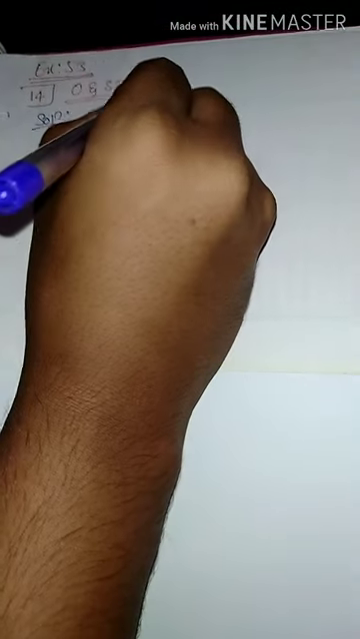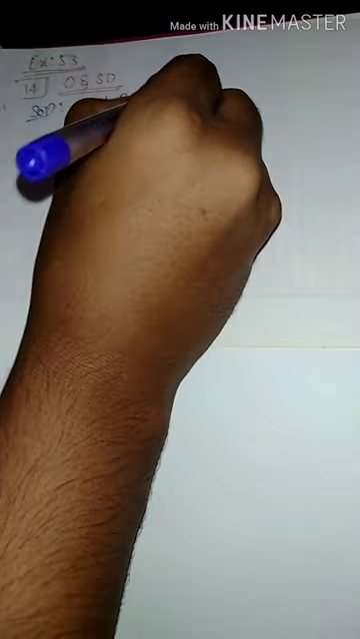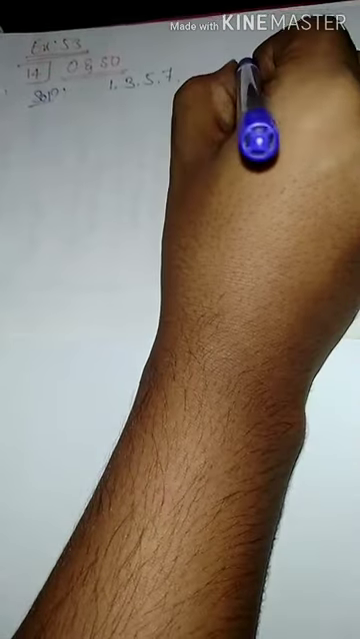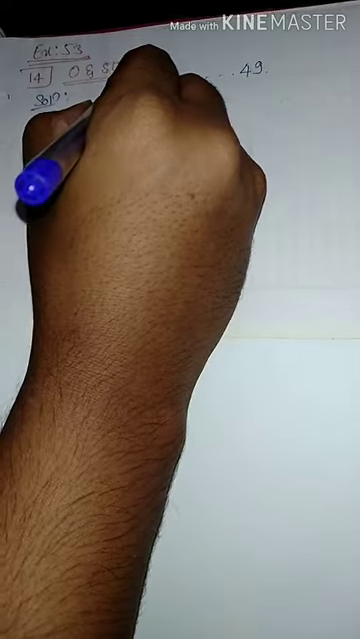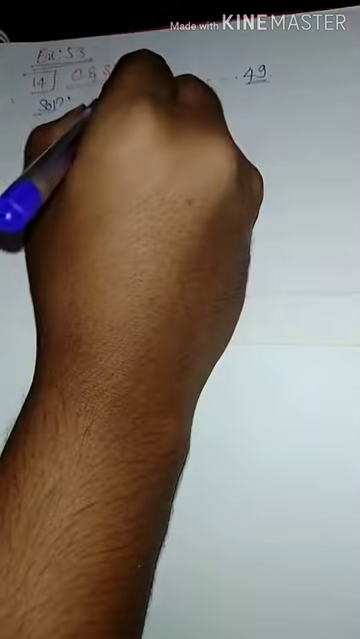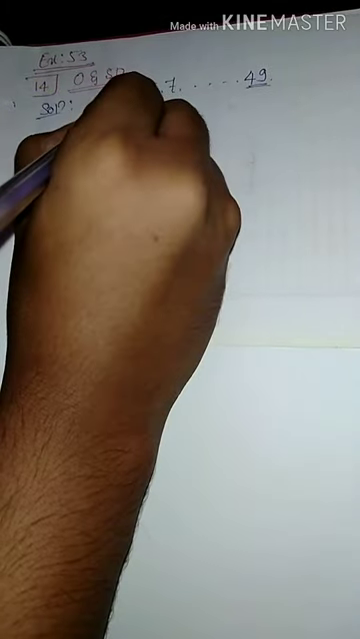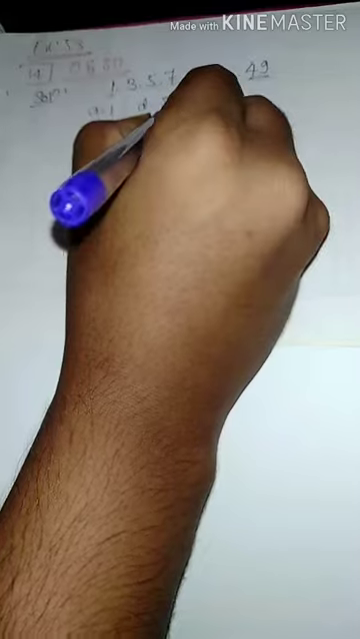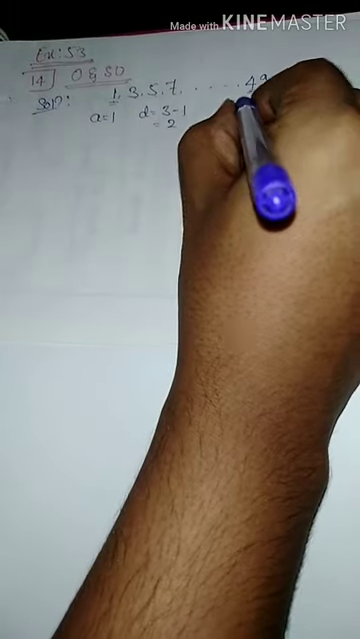Odd numbers between 0 and 50 are 1, 3, 5, 7, and so on up to 49. So here the first term is 1 and the common difference d is equal to t2 minus t1, that is 2, and the last term is given, tn is equal to 49.